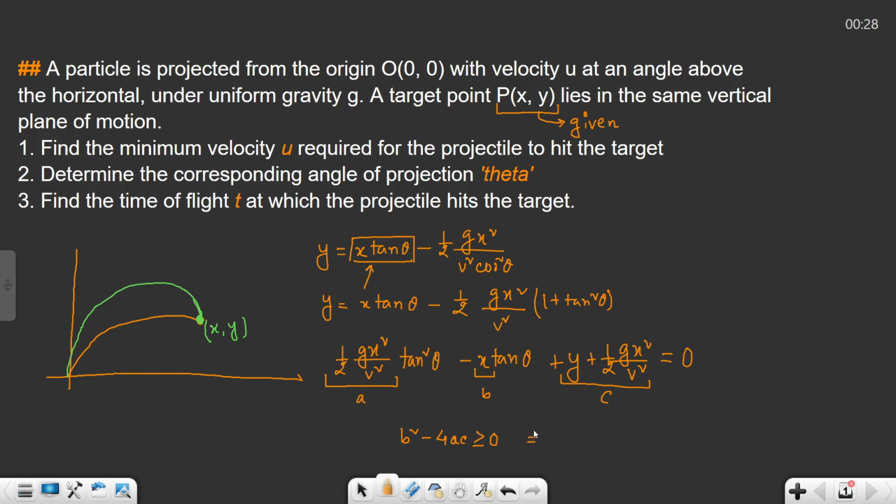So let's apply that. x squared minus, well, 4 times half gx squared divided by v squared, y plus, okay, wait, y plus half gx squared divided by v squared. So this should be greater than or equal to 0. Okay, fair enough. So for this condition, we will get what? Real values of tan theta.